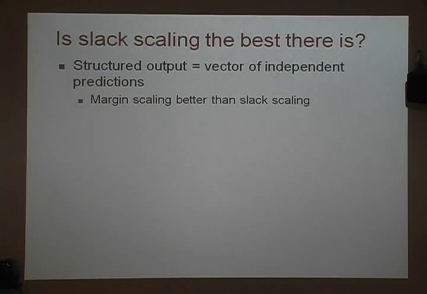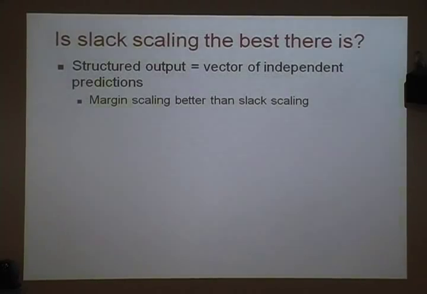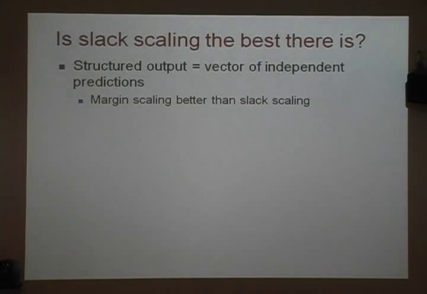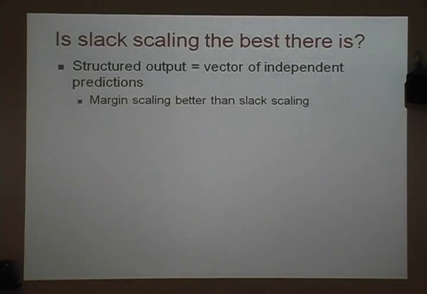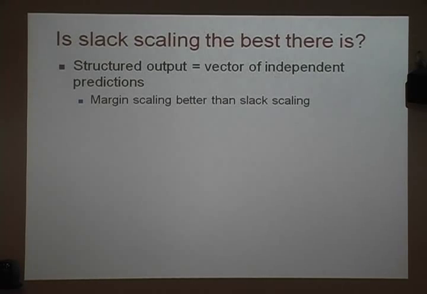When you use slack scaling, you would still just ask for a margin of 1, even though you have 1 million independent predictions. So I just artificially created a vector of 1 million predictors. And because I always ask in slack scaling a margin of 1 independent of the length of the output that I am predicting, I am asking for too little in slack scaling.